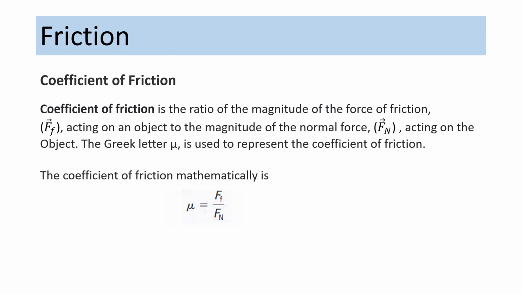The coefficient of friction. The coefficient of friction is the ratio of the magnitude of the force of friction, F sub f, acting on an object to the magnitude of the normal force, F sub N, acting on the object. The Greek letter mu is used to represent the coefficient of friction. The coefficient mathematically is given by this formula.